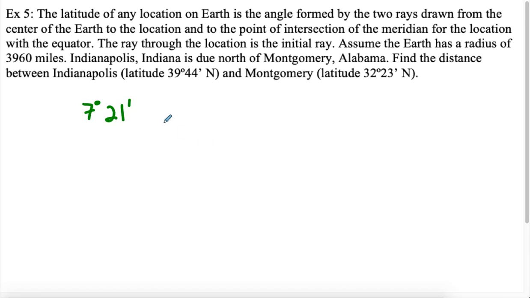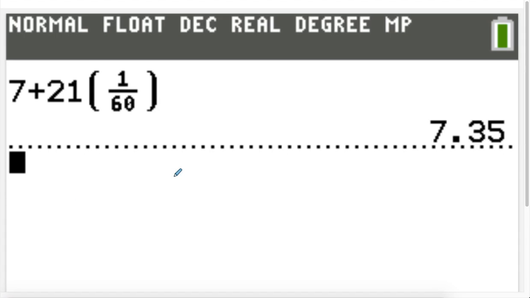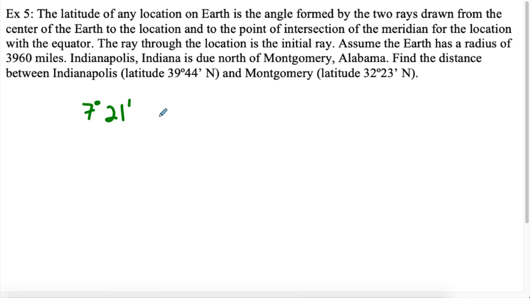To make calculations a little easier, let's convert this into a decimal. We talked about doing that in the last video. All I would need to do is take 21 times 1 over 60, right? Because there are 60 minutes in each degree. So if I do that, I would end up with 7.35 degrees. So this angle in question is 7.35 degrees. Well, now what I want to do is turn that into a radian measure.